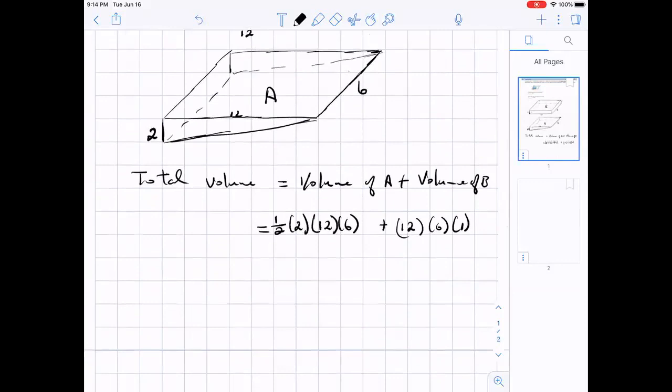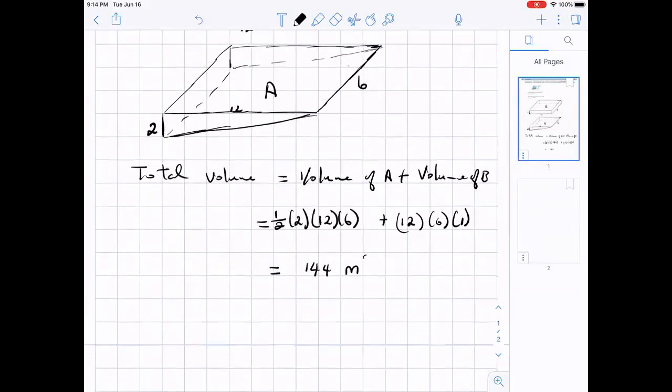So if you multiply this out and add them, we'll get 144 meters cubed. So that's the maximum volume this can be filled to.